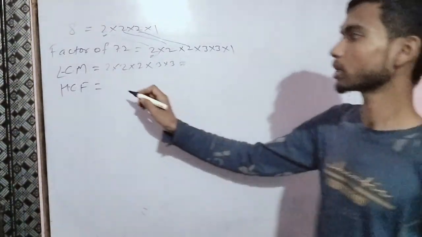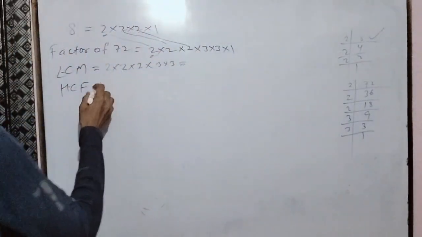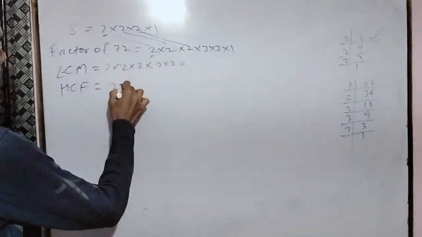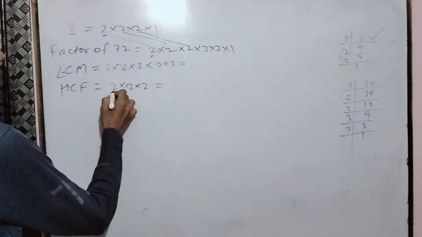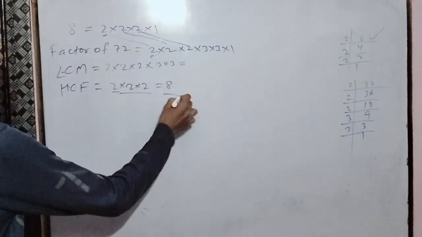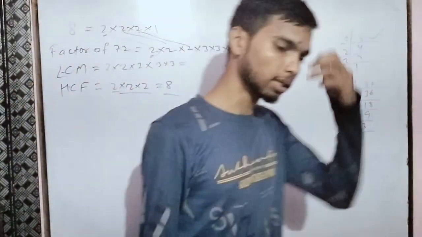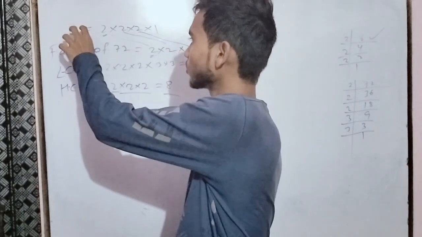So in the case of HCF, you will just write whatever is common. So 2 multiplied by 2 multiplied by 2. So 2 to the 4, 4 to the 8 is common. So here 8 is the HCF of both numbers.